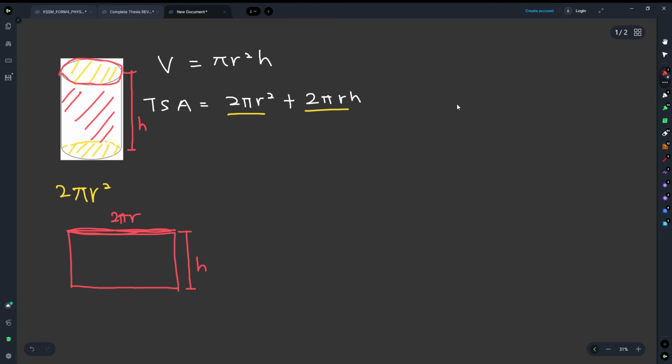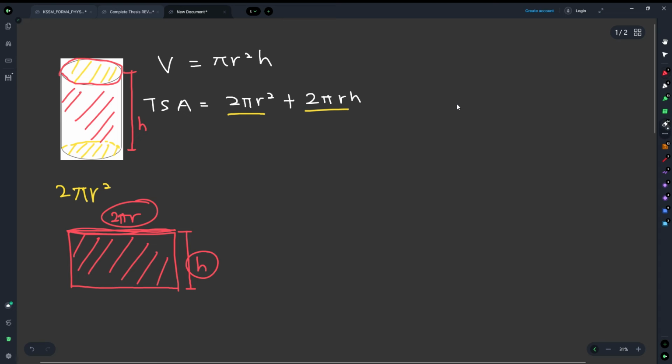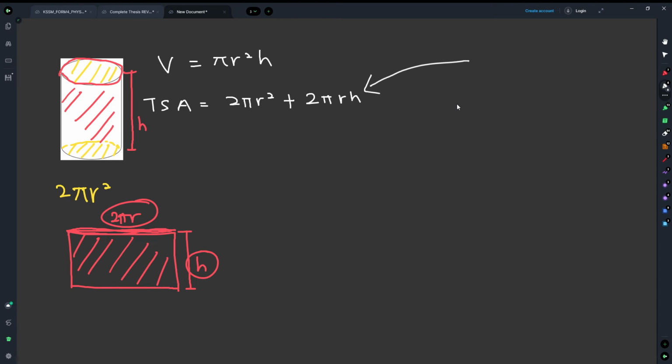So I hope you can imagine this. This surface area is length multiplied by width. So it's 2 pi r multiplied by h, which becomes 2 pi r h. So I hope you understand the formula here, because the main thing that you really need to focus on in this entire question is this formula. Make sure you understand this one. So 2 pi r square plus 2 pi r h.